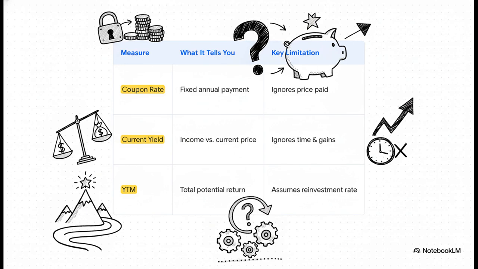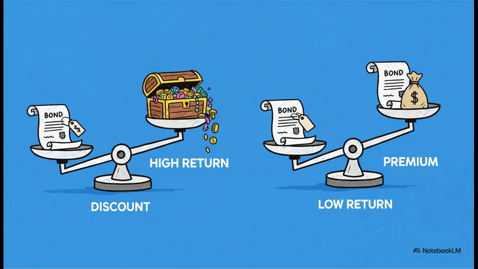Okay, so let's do a quick recap. The coupon rate, that's just the fixed annual payment, but it completely ignores the price you paid. The current yield, it's a good snapshot of your income versus the current price, but it ignores time and any final profit or loss. And yield to maturity, that's your total potential return, but it's built on that kind of tricky reinvestment assumption. And that brings us right back to our opening puzzle.